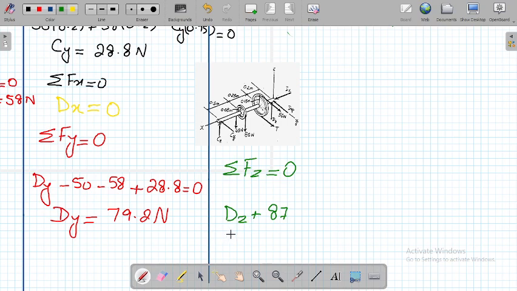What are the other quantities you have? It is the 65 Newton and the 80 Newton, but you see here they are all in the negative z-axis. So minus 65 minus 80 is equal to 0. Now the whole equation has numerical values except dz, so you get your dz as 58 Newton.